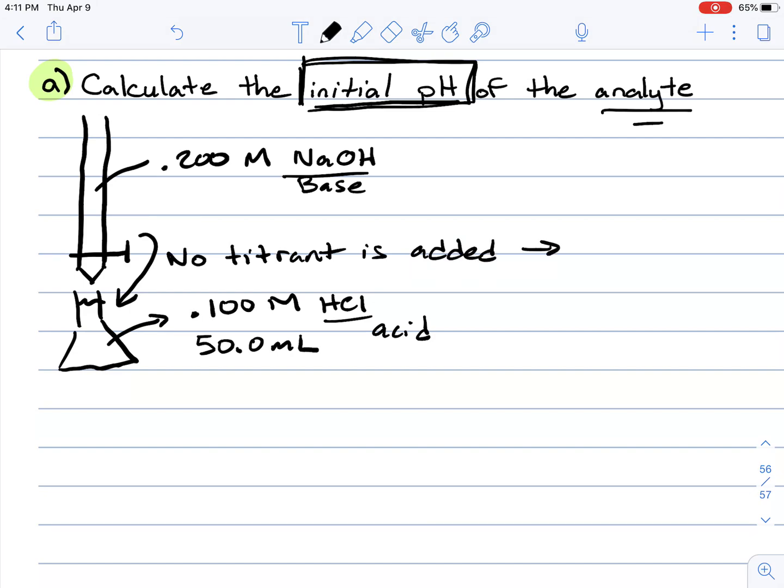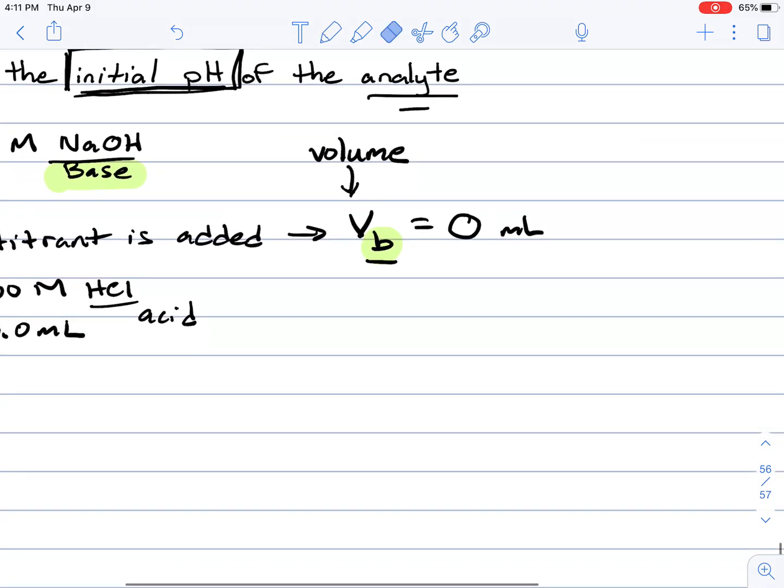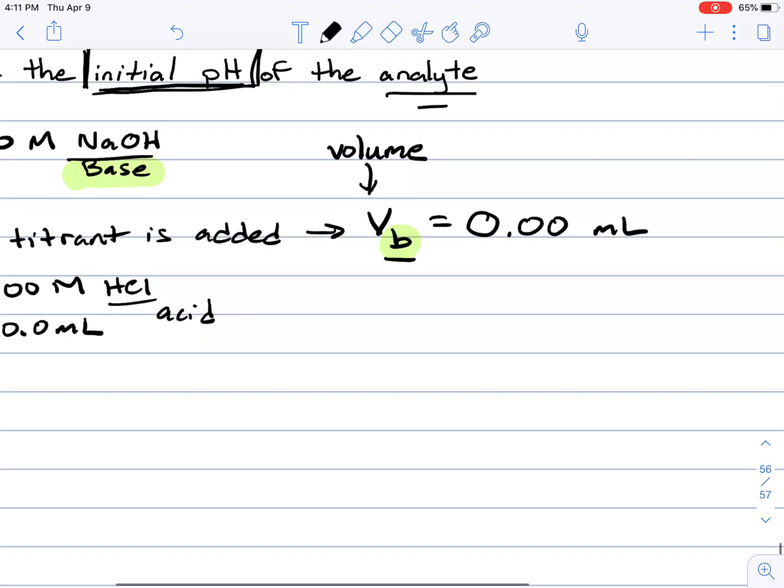I'm going to call this VB, where V is volume and B is representative of the base. VB is going to be equal to 0 milliliters. Or if you want to add in some sig figs, and I should be more precise, let's just say 0.0 milliliters.